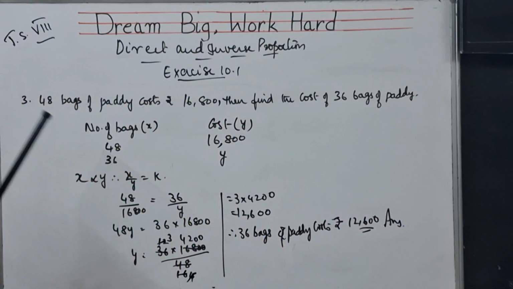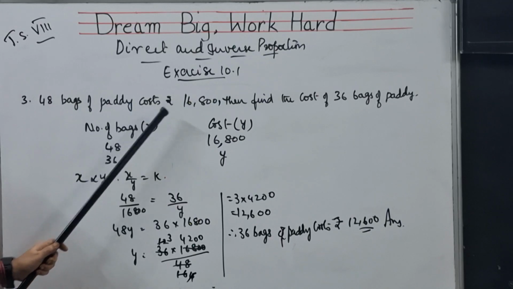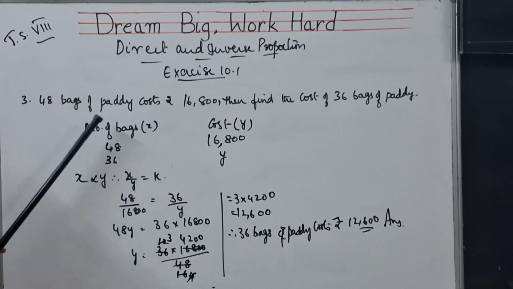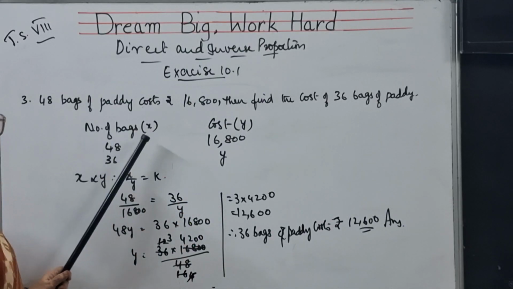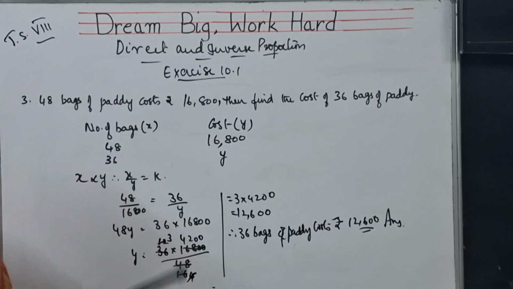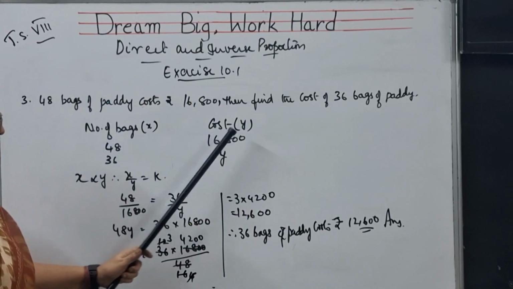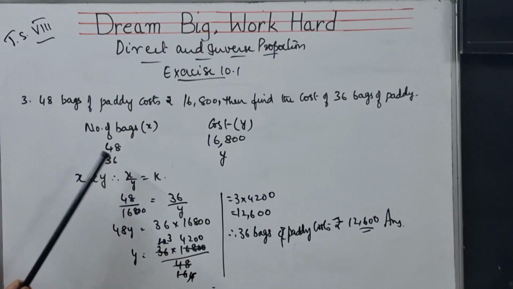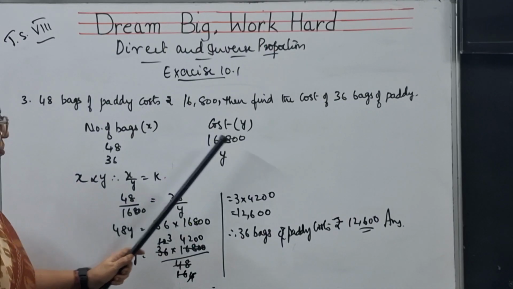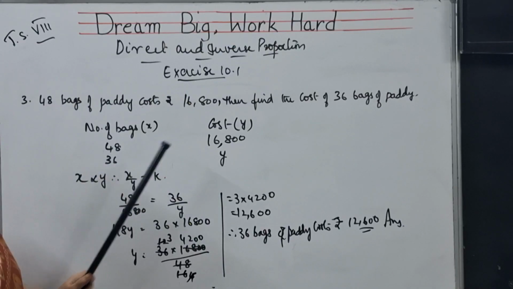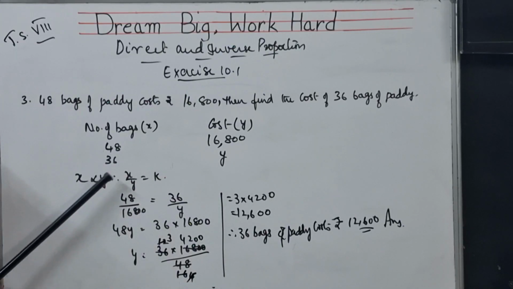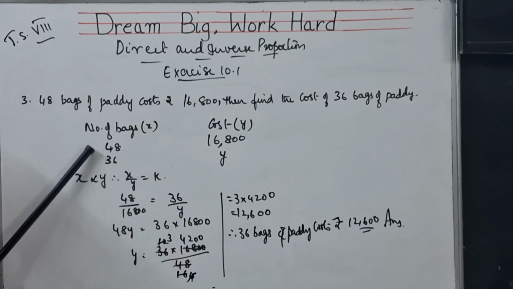So once again, 48 bags of paddy cost 16,800. Paddy means rice bags, children. Find the cost of 36 bags of paddy. Here the two quantities that are given are number of bags and cost. Number of bags considered as X, cost Y. 48 are costing 16,800. 36 means Y. X is directly proportional to Y, that is X by Y is constant.